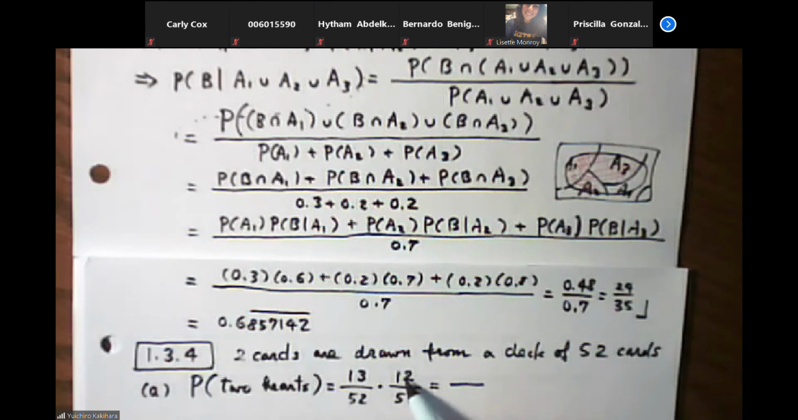So 1/4 times 12 over 51. We can simplify a little: 4 and 12 gives 3, and 3 and 51 cancel, giving 17 and 1. So 1 over 17. This is the probability.